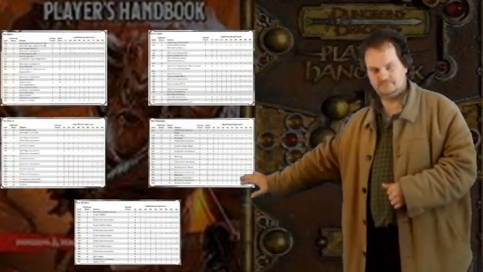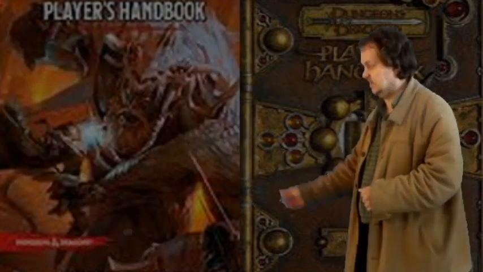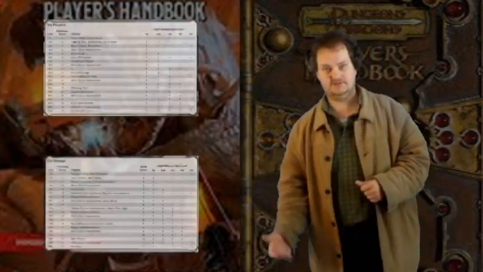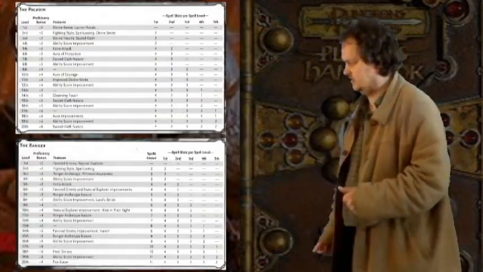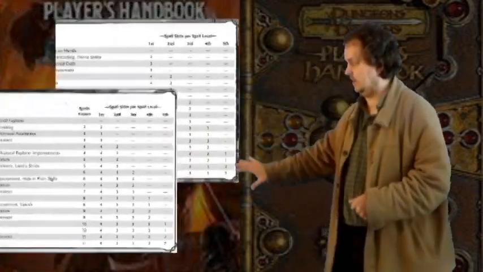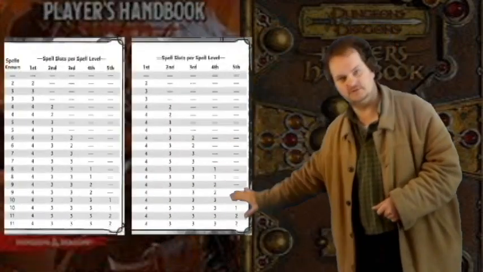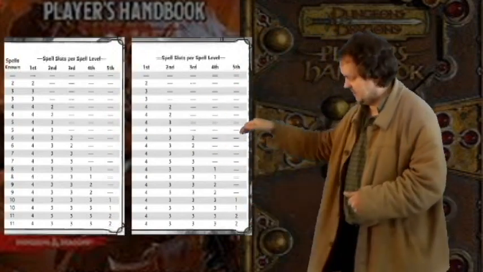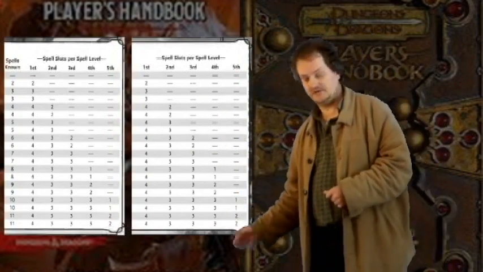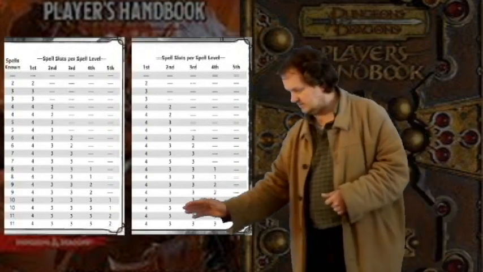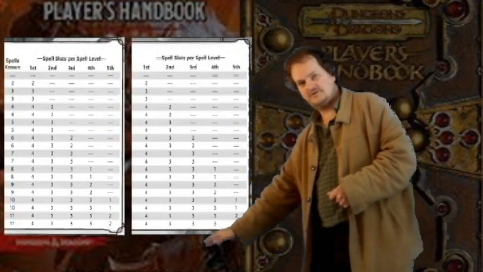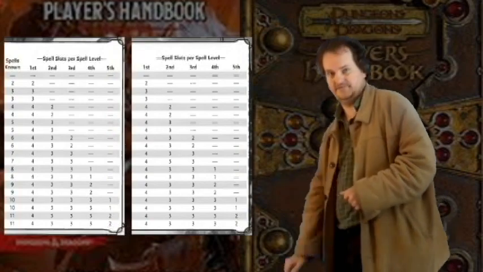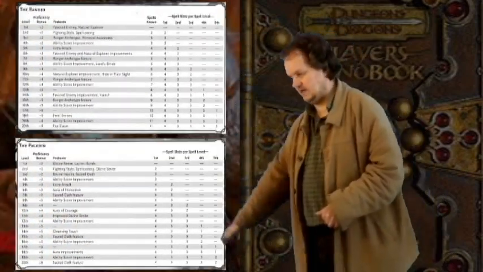Everything is uniform. You can see this again with the partial casters of Paladin and Ranger. These guys also share the same spell slot table, starting getting first level spells at 2nd level and maxing out at 5th level spells. They don't get higher than 5th level, and it is 4 first, 3, 3, 3, 1. Same for the Ranger and the Paladin.